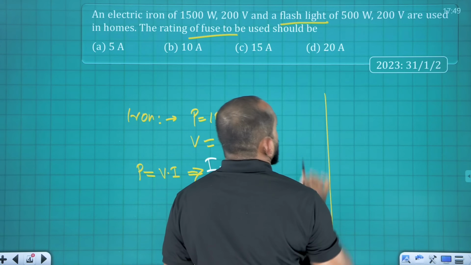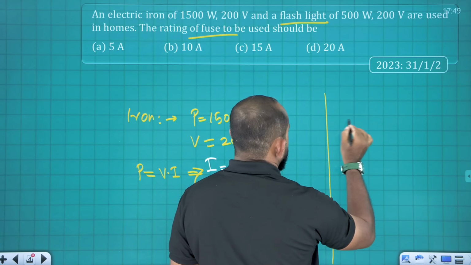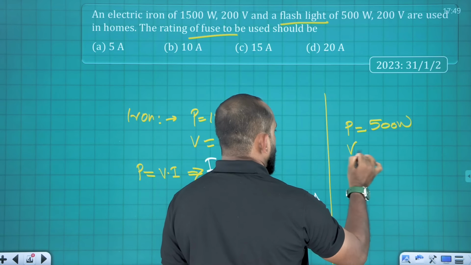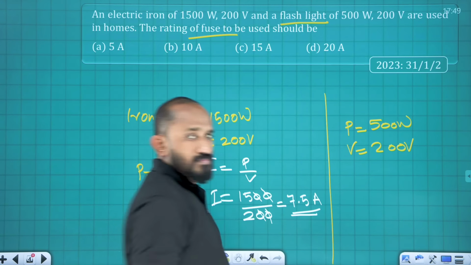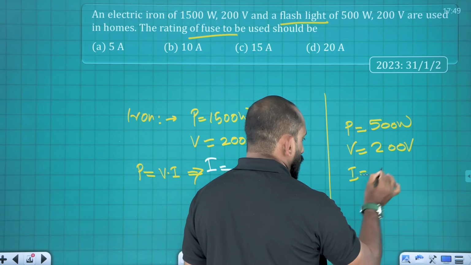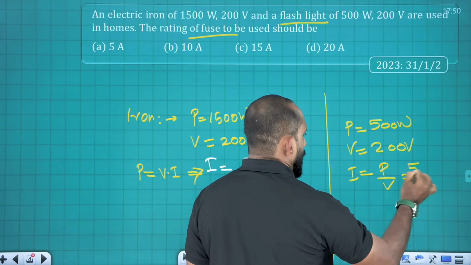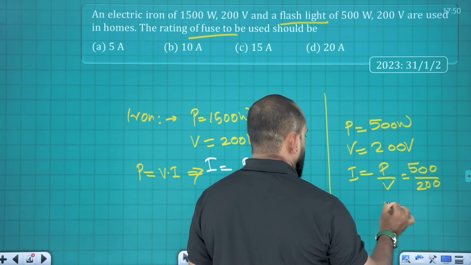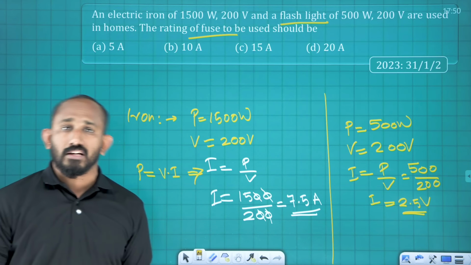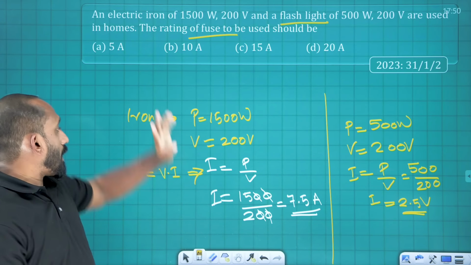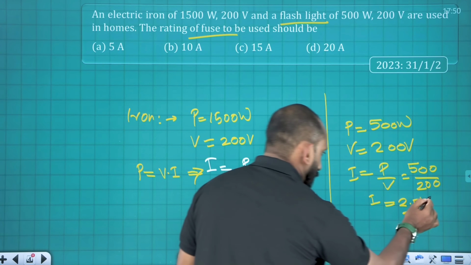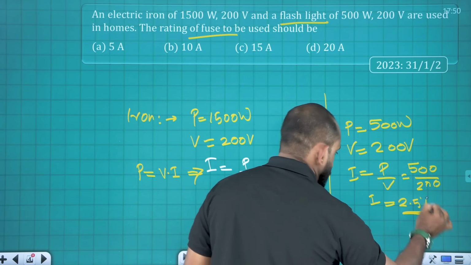Now let's see for the flashlight. Power is equal to 500 watts and V is equal to 200 volts. Then I is equal to P by V. So we get 500 divided by 200, that is 2.5 ampere. So the current in the flashlight is 2.5 ampere, and in the electric iron it is 7.5 ampere.